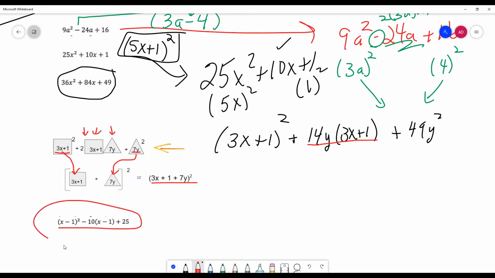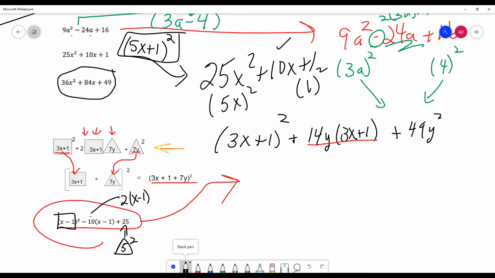So let's look at this guy. We might as well. It's just sitting here, correct? Let's do this guy. So check it out. My box looks like it's x minus 1. My triangle looks like it's 5, squared. And is my middle term 2 times my box times my triangle? Why, yes, it is. There's my 10, right? 2 times 5 is 10 with the x minus 1.